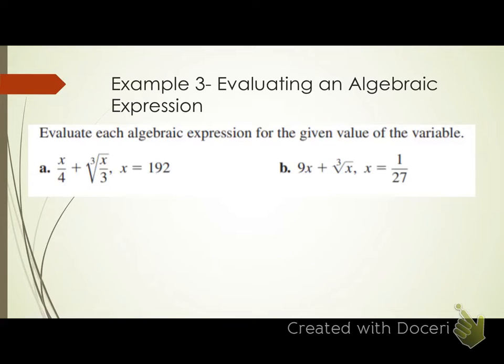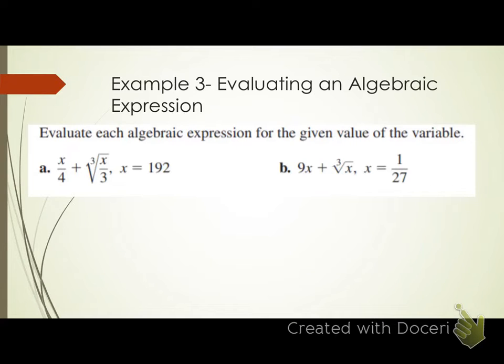All right. Let's combine yesterday and today. Evaluate each algebraic expression for the given value of the variable. This is what we did yesterday, right? He gave us an expression. He gave us a value for a variable, and we had to plug that number in and then evaluate the expression. I'm doing that again today, but it's going to involve our cube roots. Okay? So letter A, I've got x over 4 plus the cube root of 192 over 3.